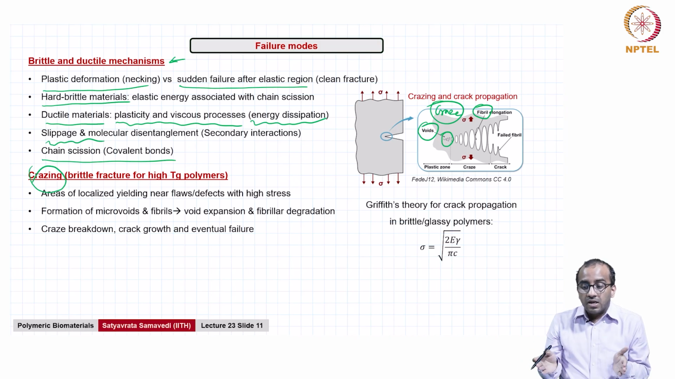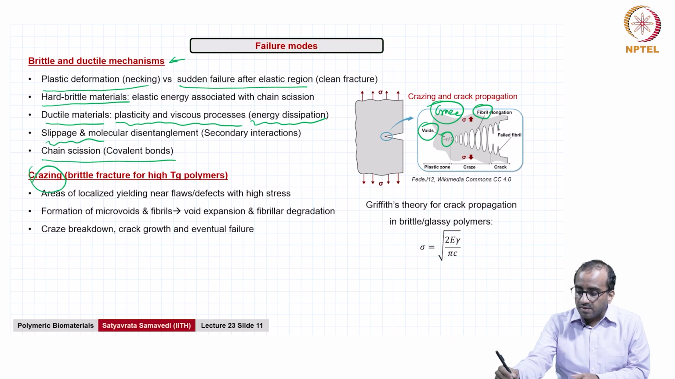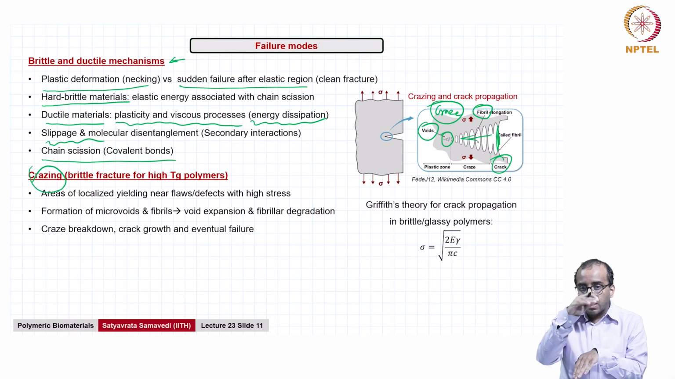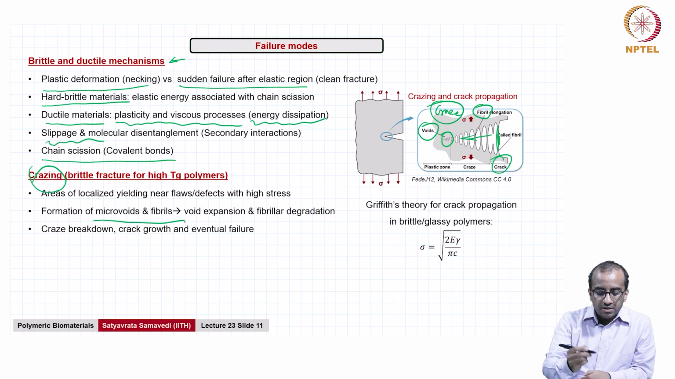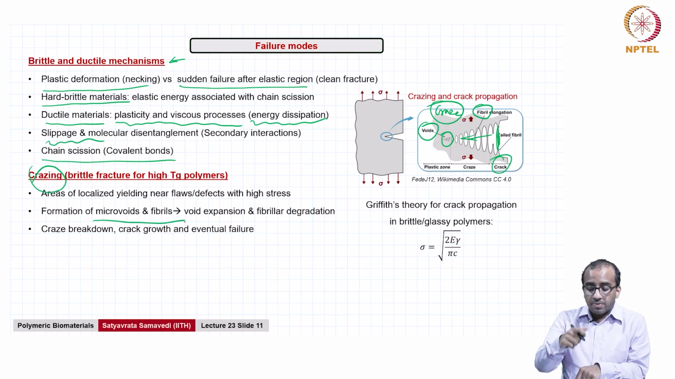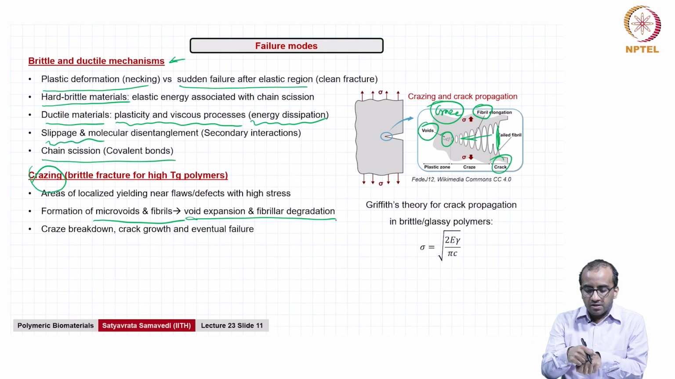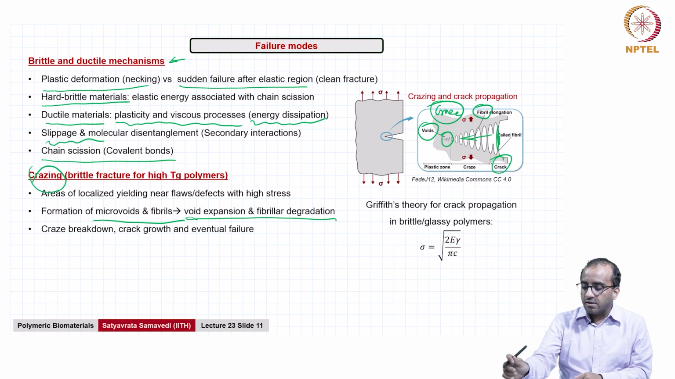Extended use over time can lead to some of these processes in brittle high Tg polymers, and that can serve as a precursor to crack initiation and propagation. So, you see here a failed fiber which is called a crack, right. With time all these fibrils are going to completely come apart, crack and fail. The voids can expand, and fibrillar degradation leads to craze breakdown, crack growth and eventual failure. So, when it fails, this whole thing is going to snap, right.